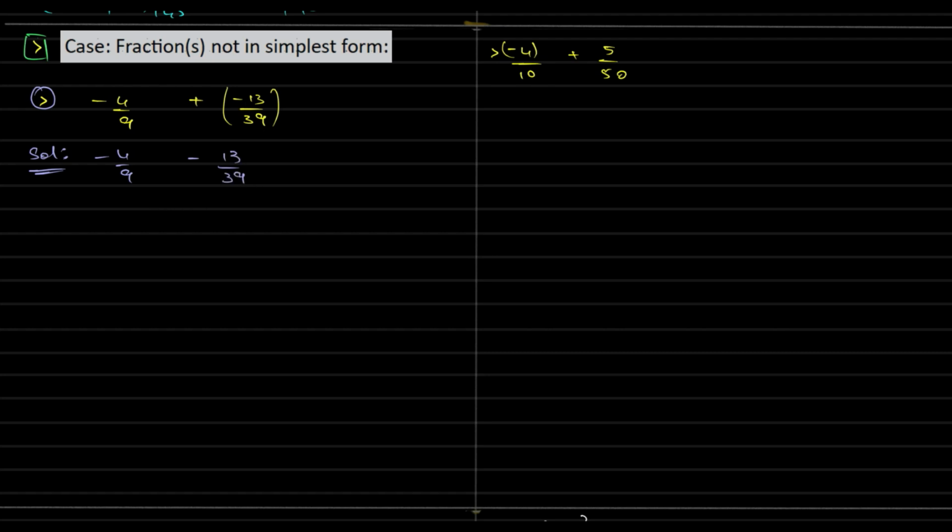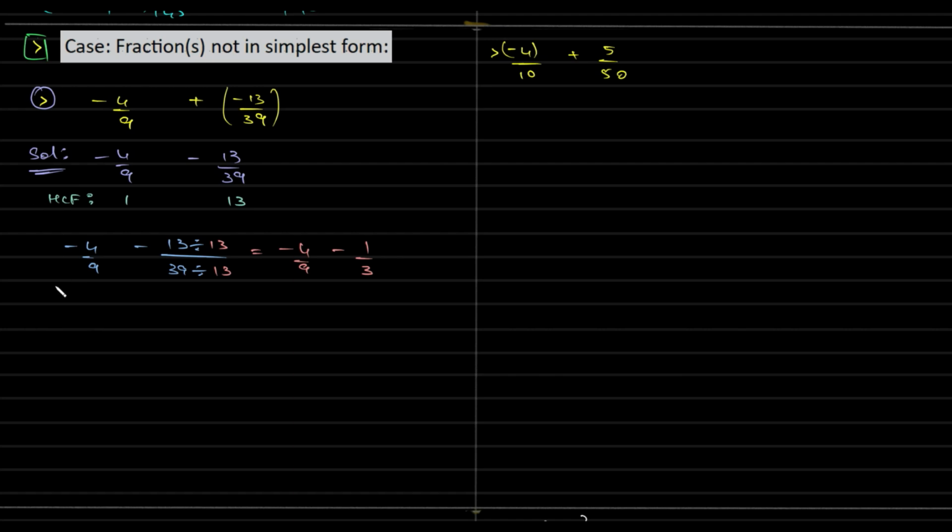So are they not in the simplest form? Look at it. HCF of the first term is 1. Second term is 13. So they are not in the simplest form. One of them is not. How do you convert it? Negative 4 by 9, negative 13 by 39 divided by 13 by 13. And we have negative 4 by 9, negative 1 by 3.